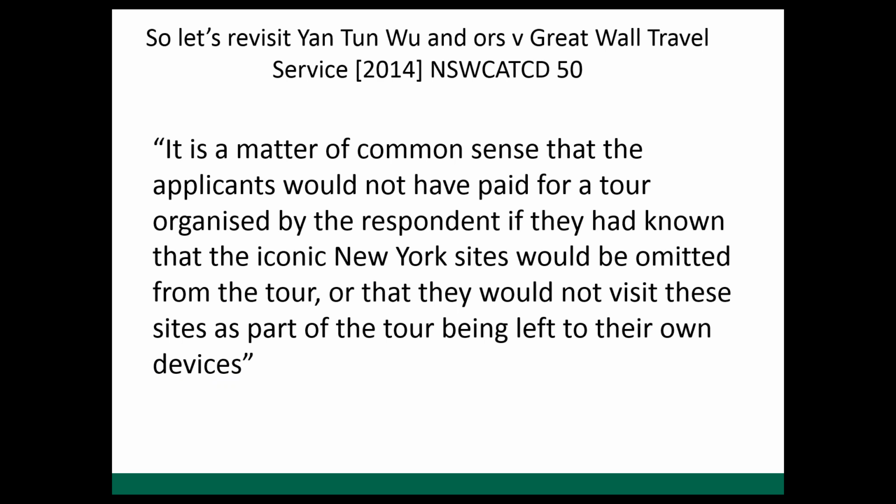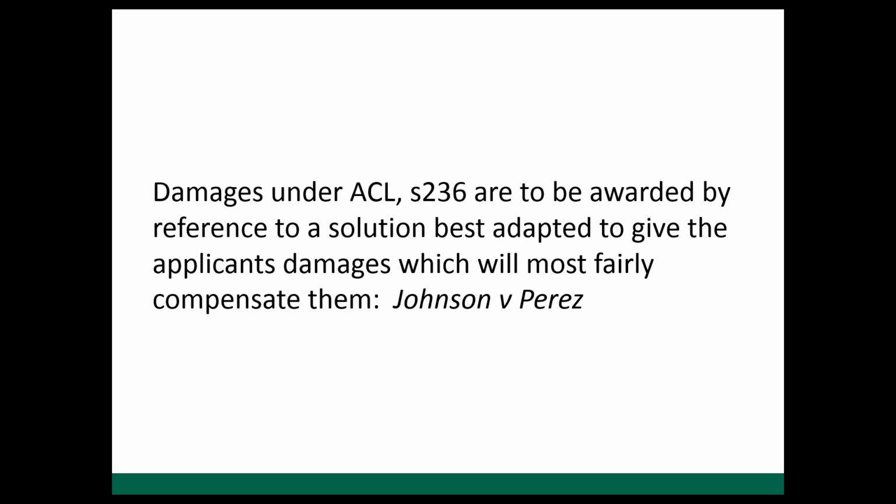So let's go back to that case that we went through before that looked at a whole bunch of different problems. There are a few statements that I'm going to go through in it, because even though they found that there were all those breaches, it helps you understand at the end how they came to working out a compensatory figure. It's a matter of common sense that the applicants would not have paid for a tour organised by the respondent. So what he's saying is it's a major failure, what we discussed before, or that they would not visit these sites if the tour was left to their own devices.